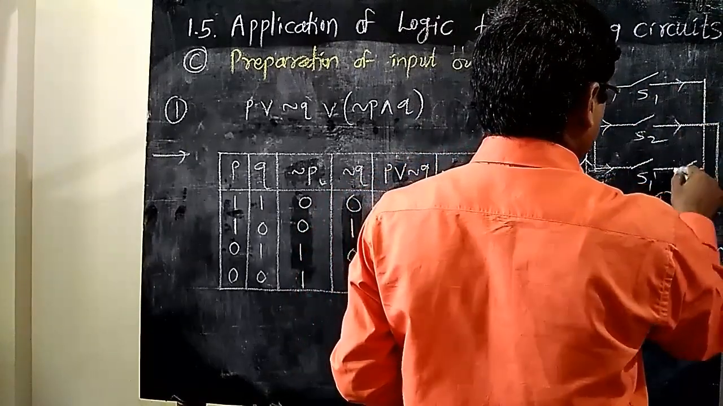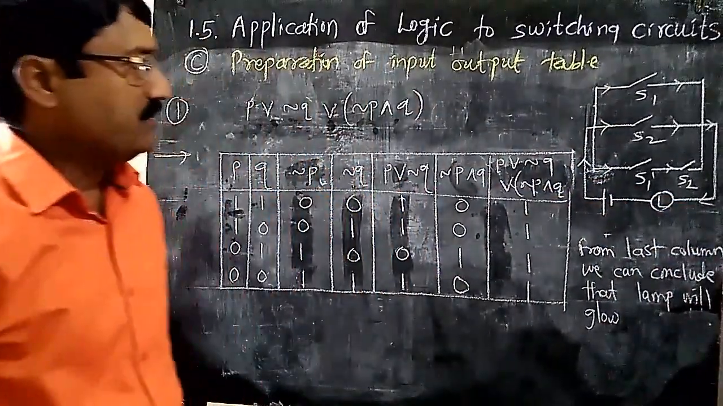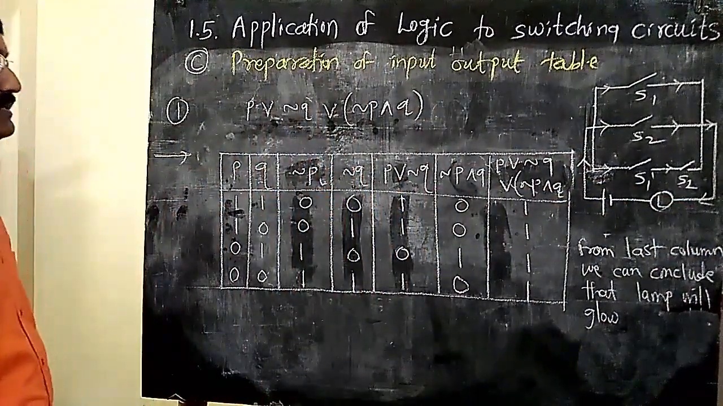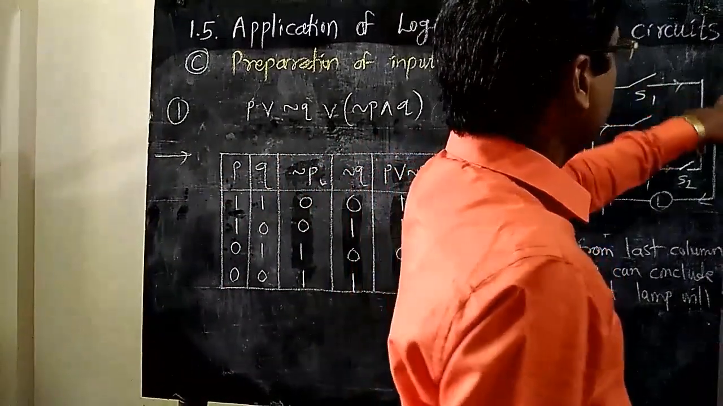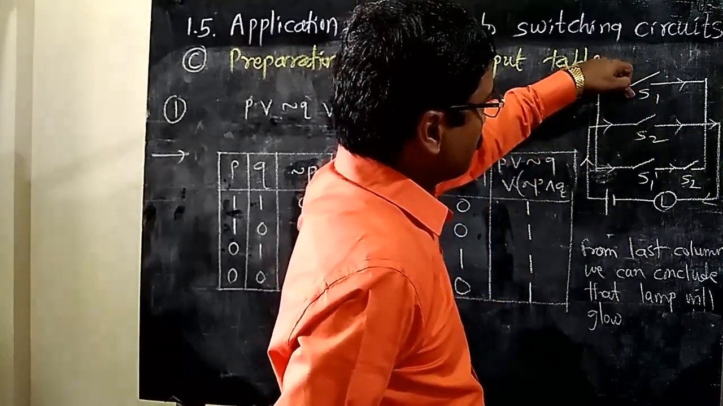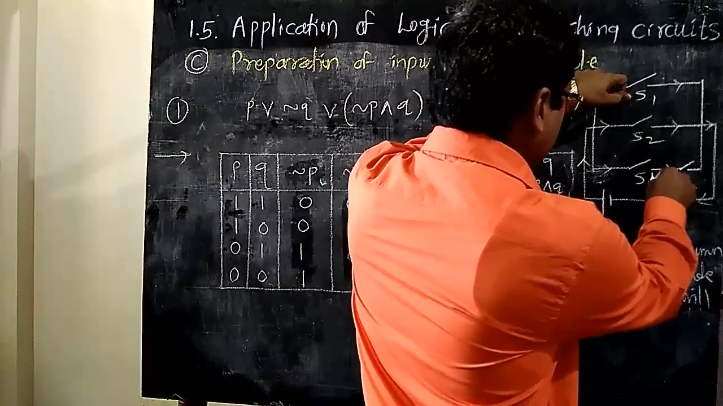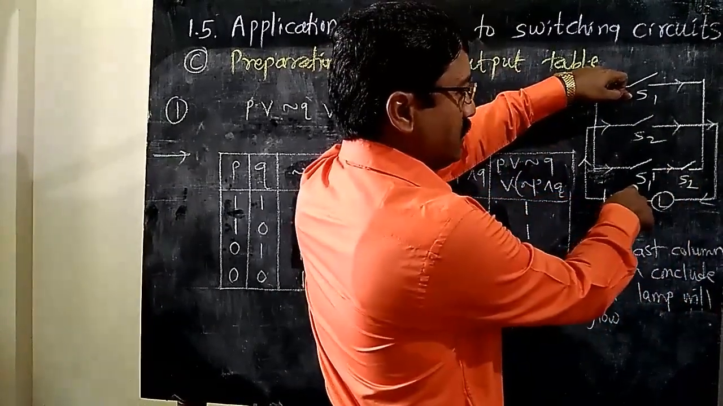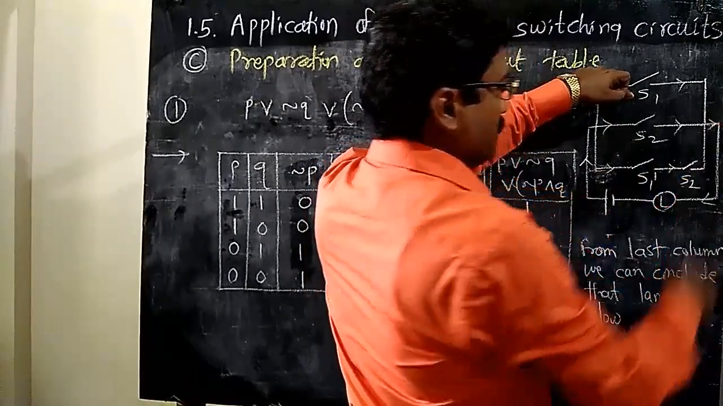I am drawing all arrows here because current will always flow. Suppose S1 is closed, then obviously current will flow through this. If S1 is open, then current will not flow through this, but current will flow through this because S1 dash is closed. And if S2 is closed, then current will pass through this third circuit.